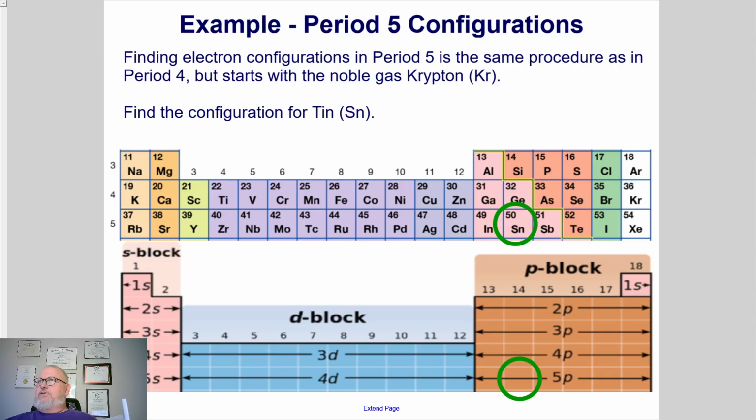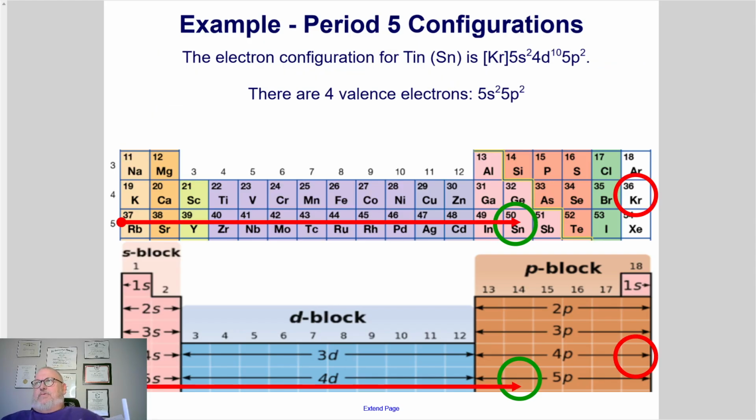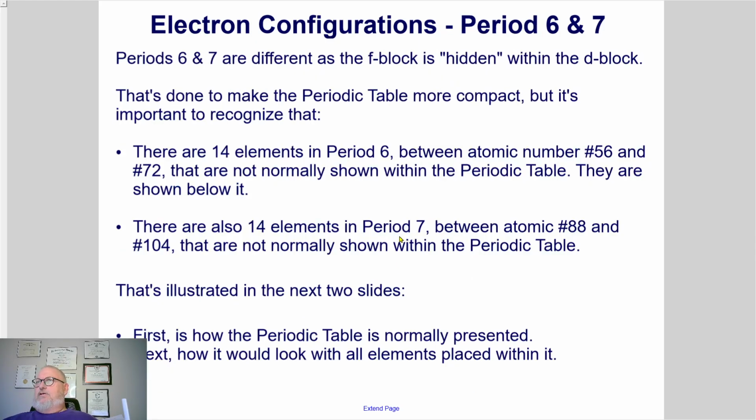We've got this. Now, when we go up to period 5, same principle. Let's look at tin, Sn. Go up to krypton, right? Krypton, 5s2, 4d10, 5p2. There's a pattern.